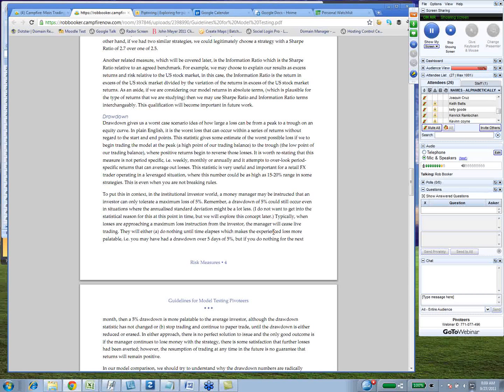Imagine for a moment that you see a drawdown number in your testing results. The reason that you want to look at that number is it's perfectly possible that the moment you begin live trading your system, you will begin to experience the drawdown. And as the laws of retail FX trading go, you're probably likely to experience that situation. It's worth restating that this measure is not period specific. It's not weekly, monthly, or annually, and it attempts to overlook period specific returns that can average out losses.